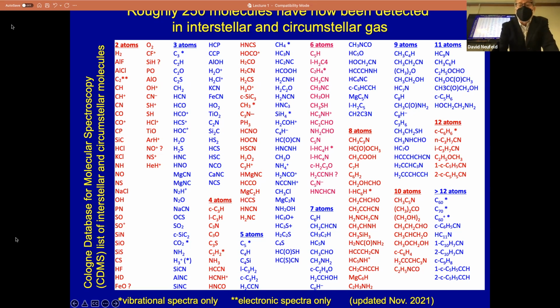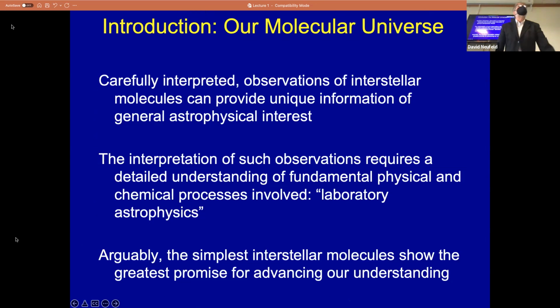But then the question is, what can we learn from them? And so my central goal is to convince you that by observing interstellar molecules and interpreting them very carefully, you can get unique information that is of general interest to astrophysicists. So this isn't just stamp collecting, you know, we got another molecule. These molecules tell us useful things that astrophysicists are interested in.